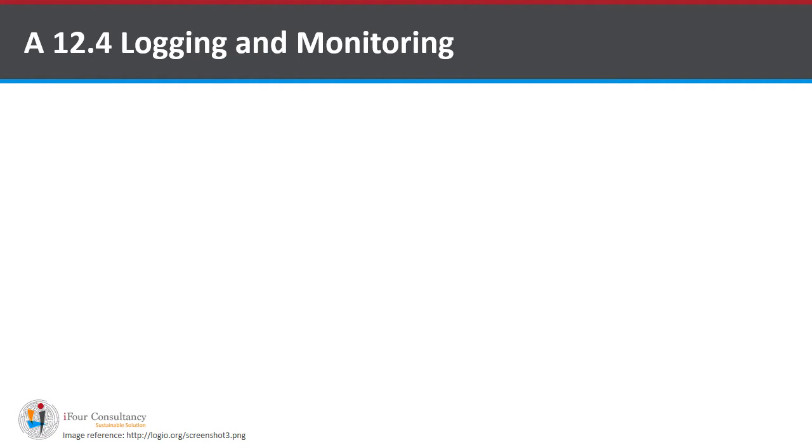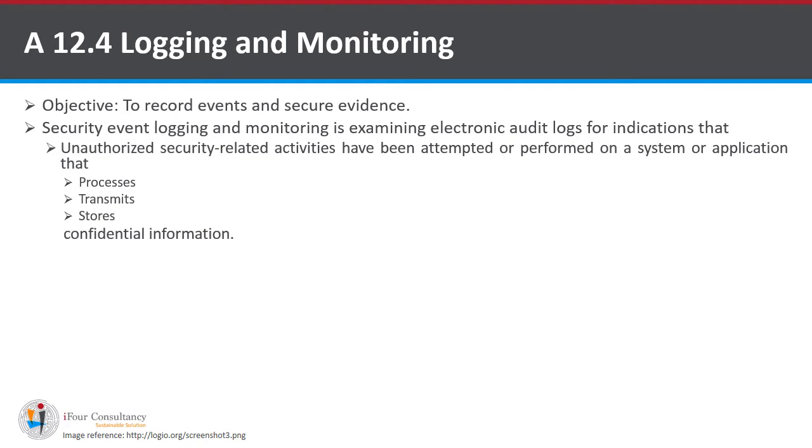A12.4 logging and monitoring. What's the objective of this control? To record events as well as secure the evidence. Security event logging and monitoring is examining the electronic audit logs for indications that unauthorized security related activities such as hacking have been attempted or performed on a system or application that processes, transmits, stores confidential information.